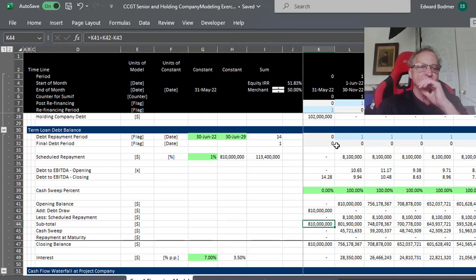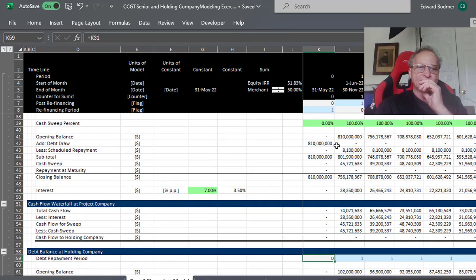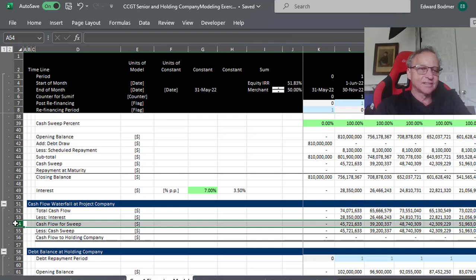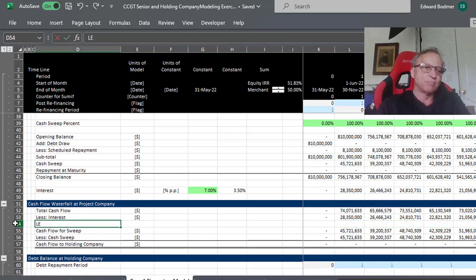You don't know the cash sweep until you've made a little waterfall at the project company, and we start with our cash flow that we aggregated. We subtract the interest we have on this facility, and this was this 1% repayment. I should have subtracted this 1% repayment. Oh no, I'm sure I wouldn't have got the job. Okay, so I should have done that. But by this time I was getting really angry already.